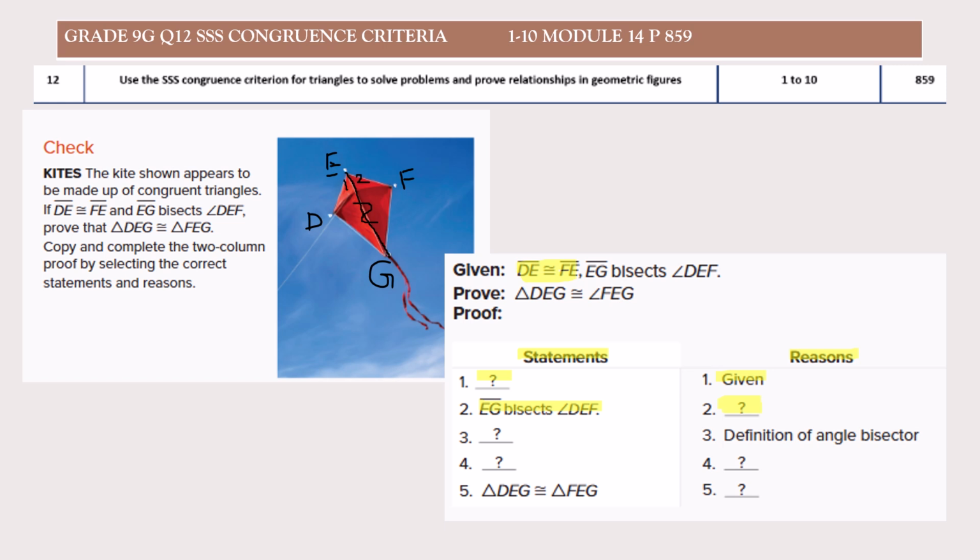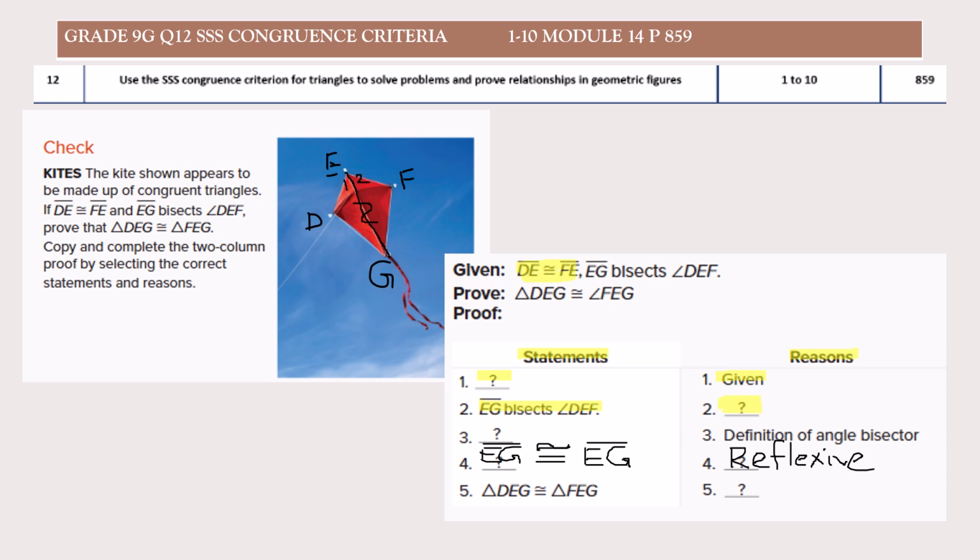So that will come in here. EG, it's reflexive. It's a reflexive property. And line segment EG is congruent to EG because it is common in both the triangles.